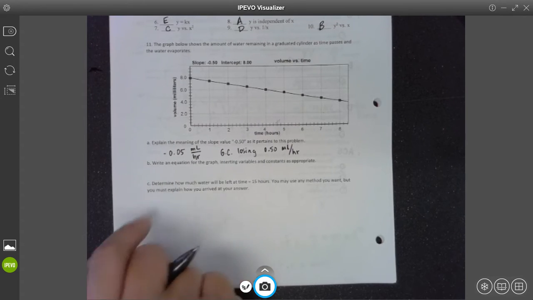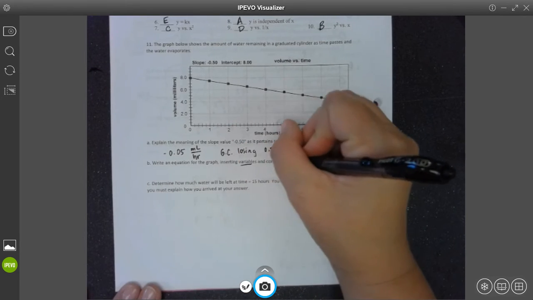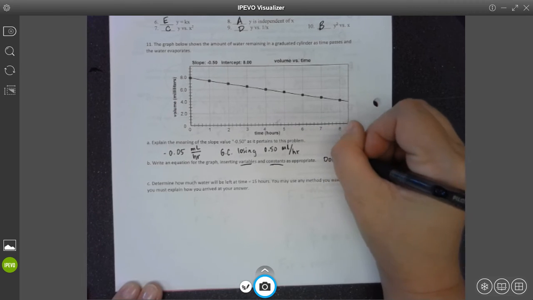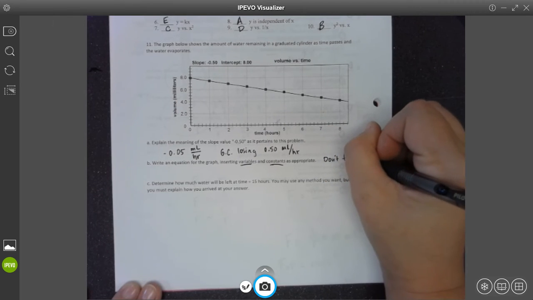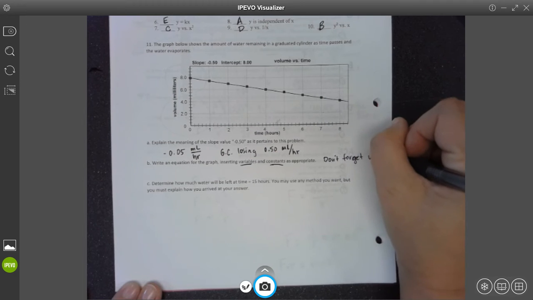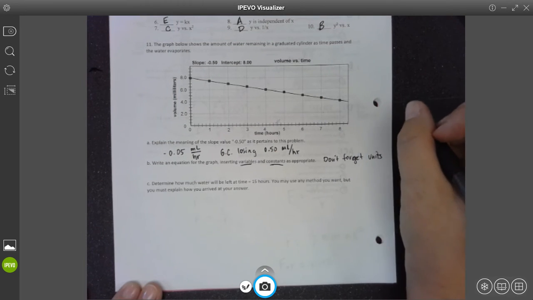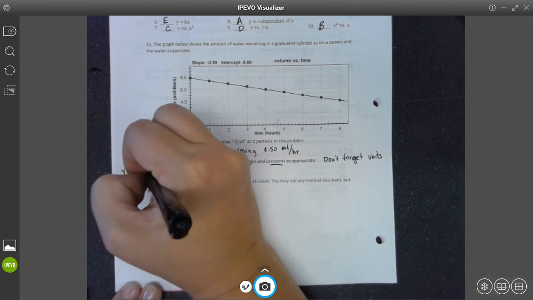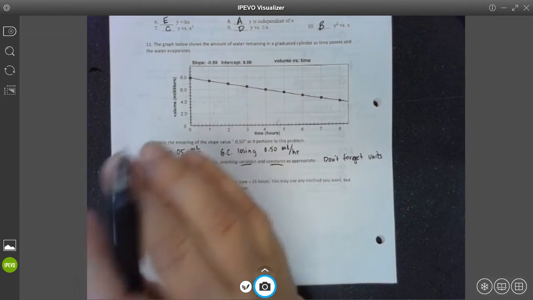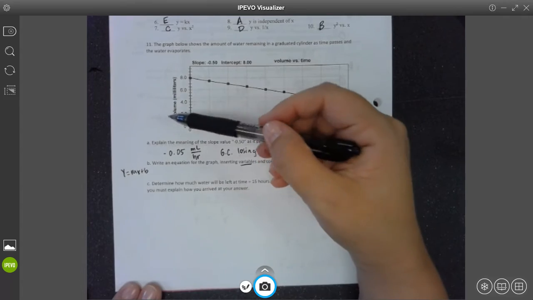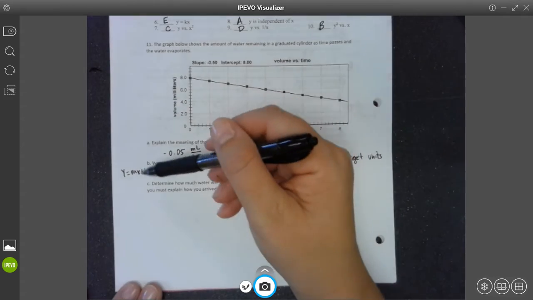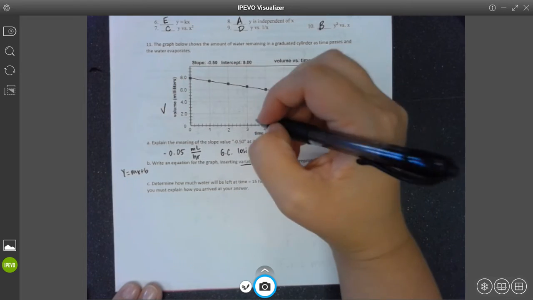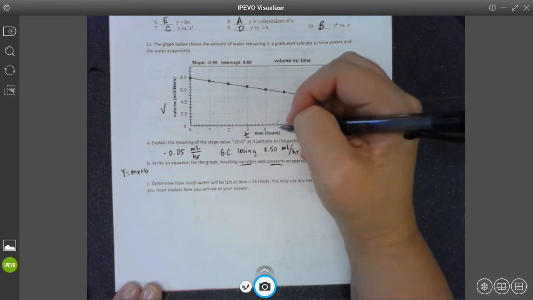Next is write an equation for the graph, inserting the variables and constants as appropriate. And don't forget your units on these, guys. And so the way we're going to write this is in our slope-intercept form. By the way, if you don't want to write volume and time, whatever the axes are, if you want to give these symbols, you can do that.